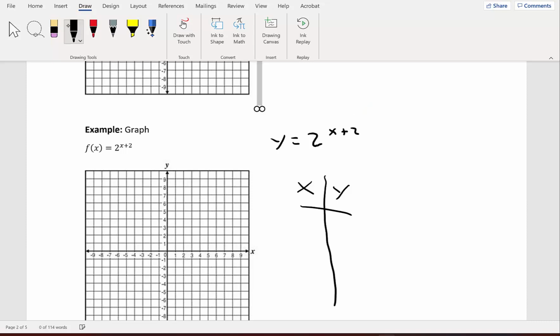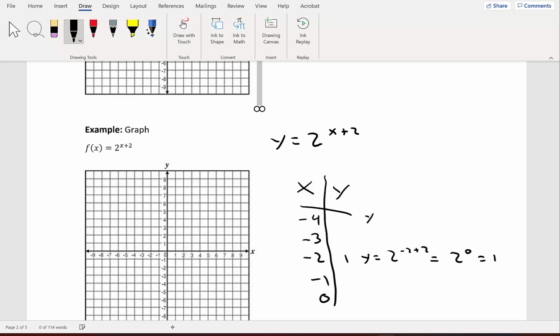Okay. So I could plug in -2, and that's going to change my exponent to be 0. So I have y is equal to 2 raised to the -2 plus 2, which gives me 2 raised to the 0th power, which is equal to 1. Now I have 1 point. Let's choose two numbers bigger than -2. So let's say -1 and 0. And then two numbers less than it, let's say -3 and -4.